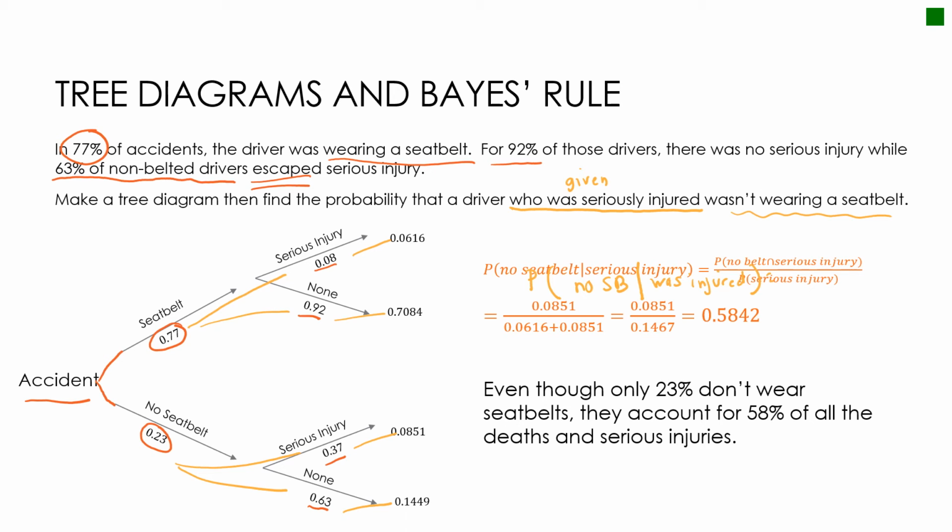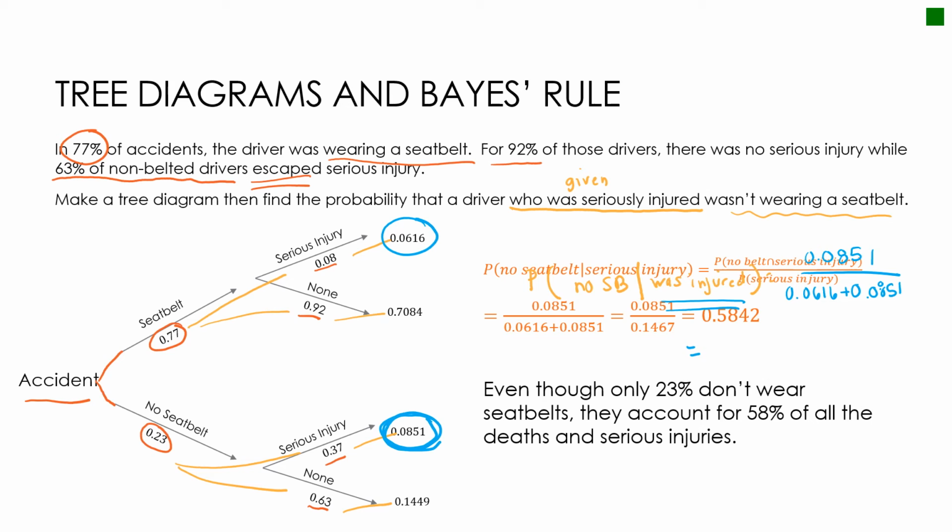So my numerator here is the people who are in both categories, no seatbelt and was injured. So looking at my 4 values here, I've got no seatbelt and serious injury was 0.0851. That should be my numerator. My denominator is anybody who was injured. So these are the people who were injured with no seatbelt, but some of my seatbelt people also had a serious injury. So on my denominator, I'm actually going to add 0.0616 and my 0.0851.